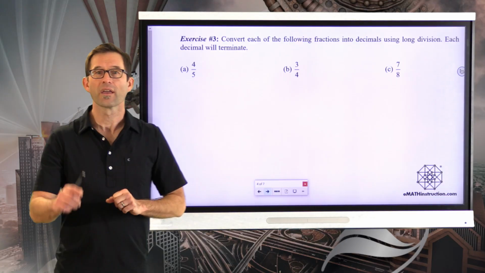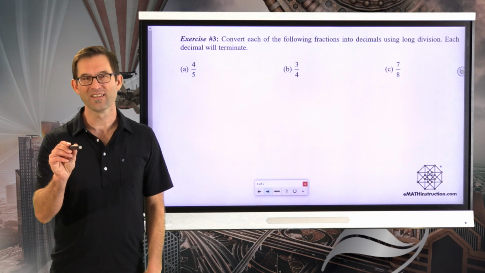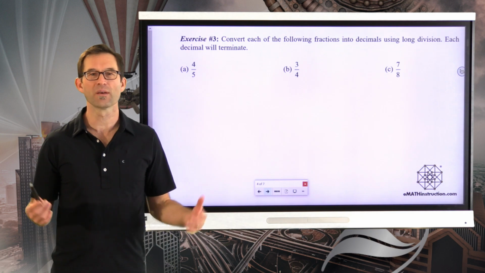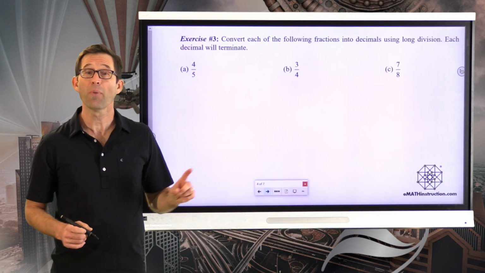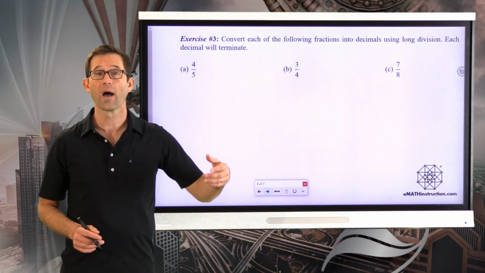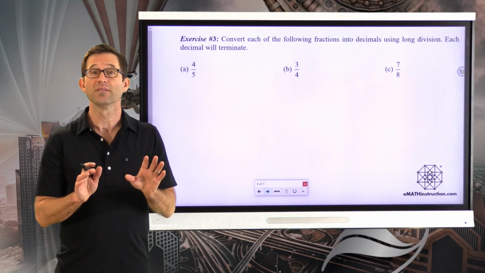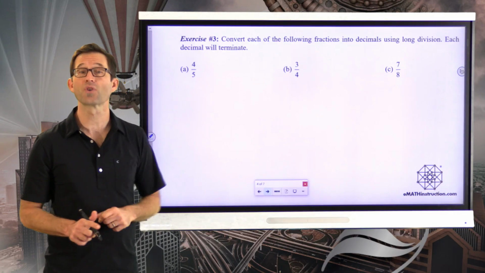Exercise number 3. Convert each of the following fractions into decimals using long division. Each decimal will terminate. We're going to see in a little bit decimals that don't terminate. They're some of the coolest things in mathematics. I mean, seriously, some of the coolest stuff. But let's take a look at another one of these that we do together, and then we'll have you do a couple of them on your own to see what the decimal version is of each of these very common fractions.